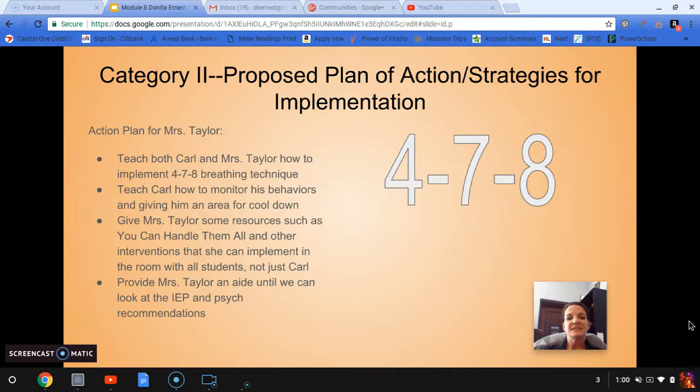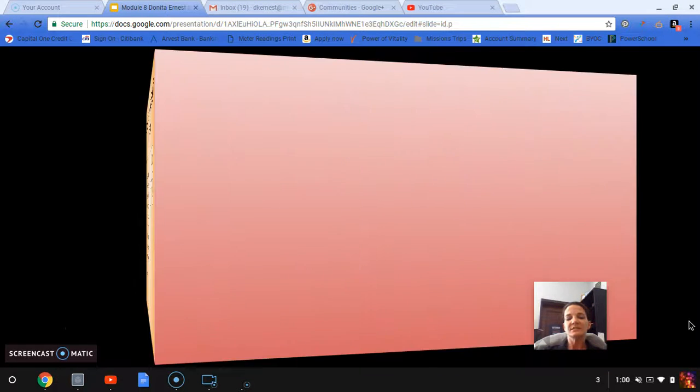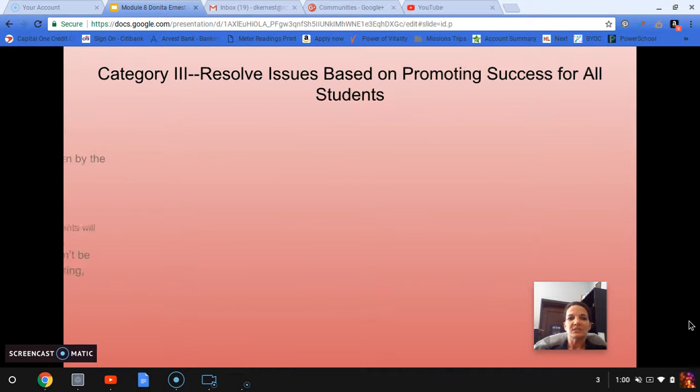I'd like to give Mrs. Taylor some resources such as You Can Handle Them All and other interventions that she can implement in the room with all students, not just Carl. She can work on everyone at the same time, including herself, and then provide Mrs. Taylor with an aide so she could feel like she's being supported until the IEP gets looked at and the school psych makes their personal recommendations.